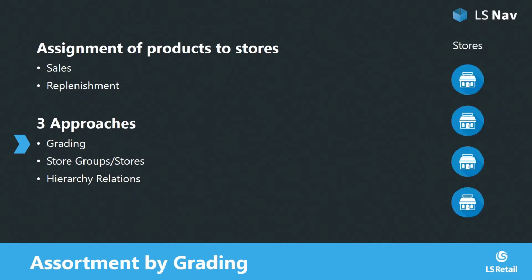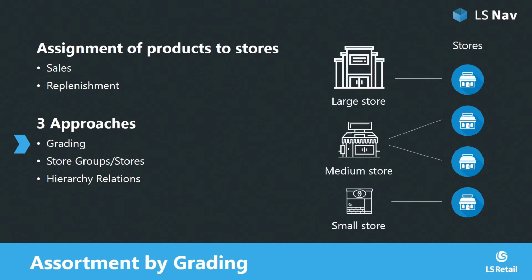When we define assortments with the grading approach, we go through two steps. First, we group our stores into different sizes. In my example, we have small, medium, and large stores, and we have assigned our 4 stores to those 3 groups. In the grading approach, we use grades to represent those store groups. So, grade A represents the large stores, B the medium stores, and C the small stores. Of course, we can have more than 3 grades.